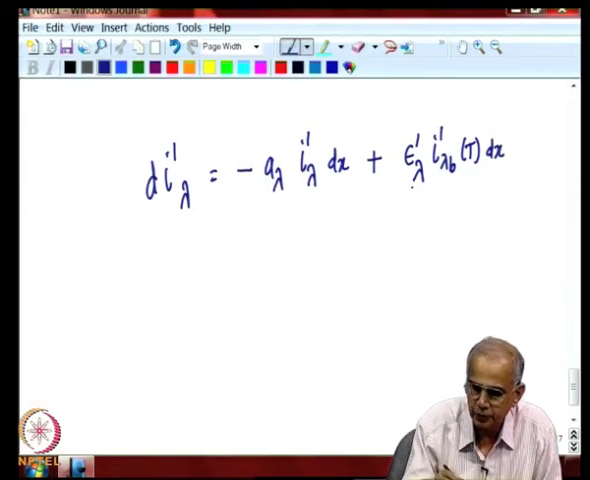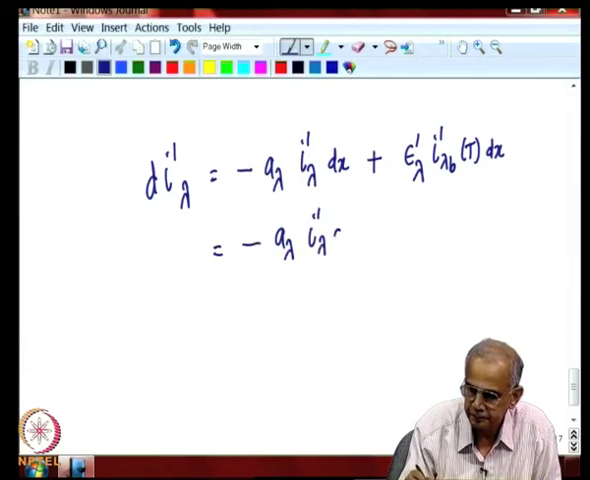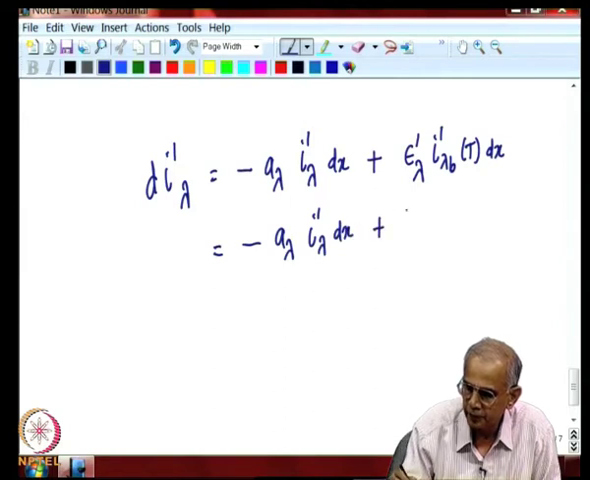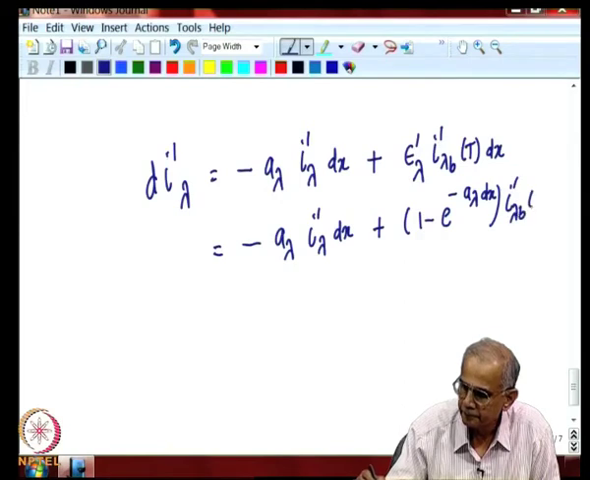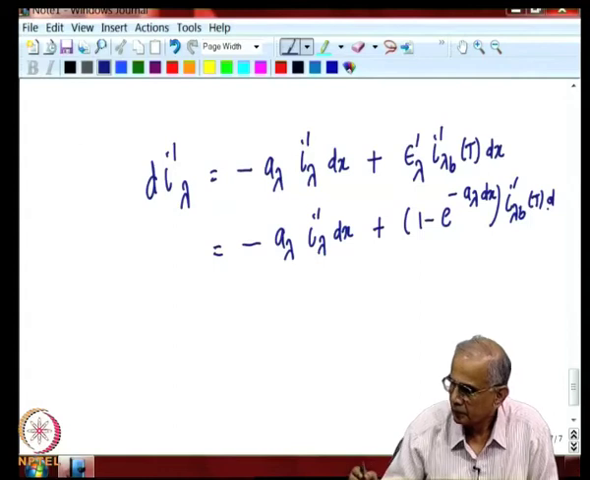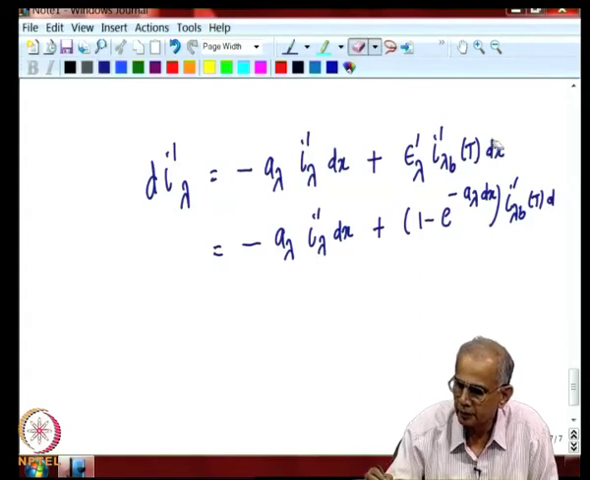And we made this equal to absorptivity. So, from the previous discussion, this is 1 minus e to the minus a lambda dx, the absorptivity equals emissivity. The dx will come later.